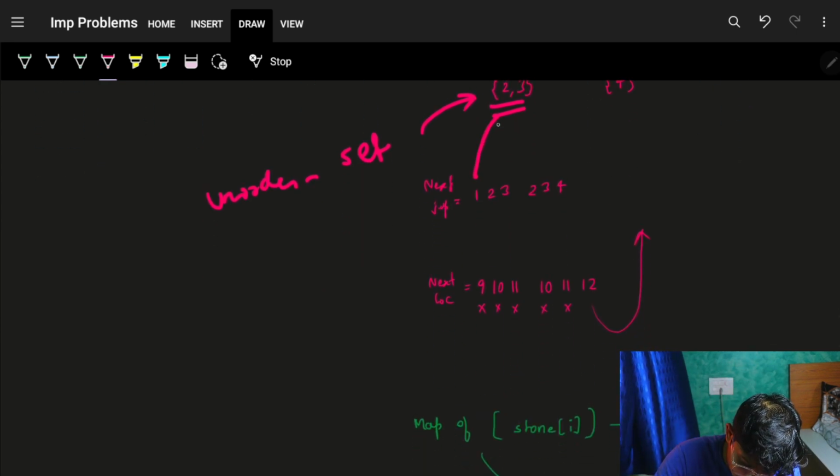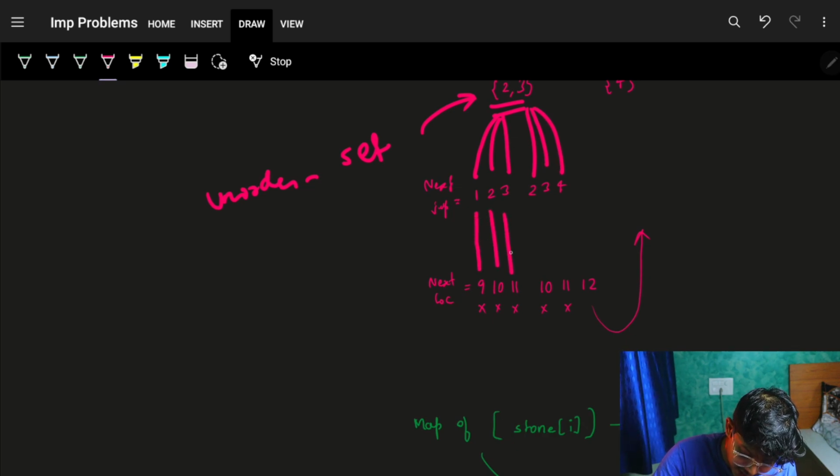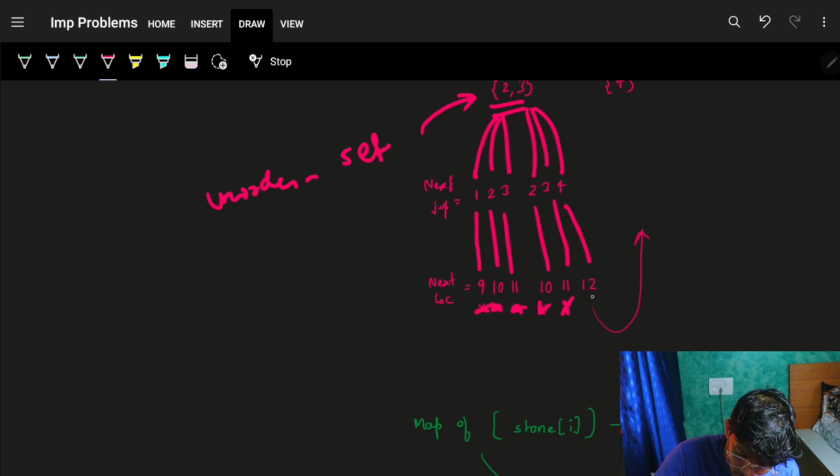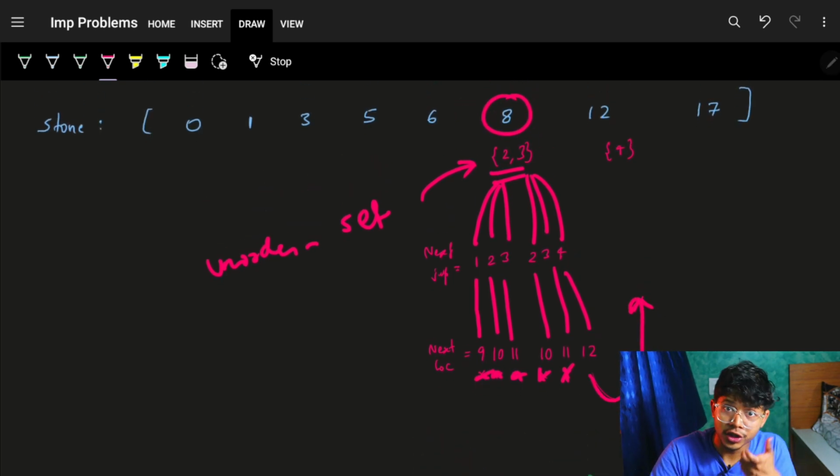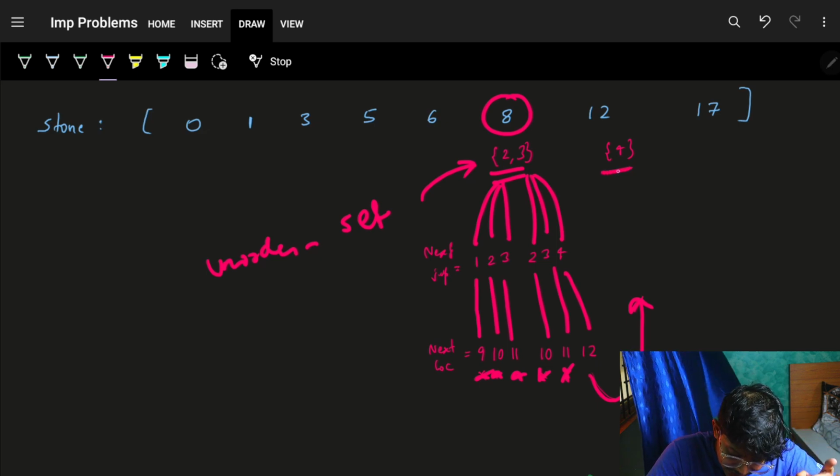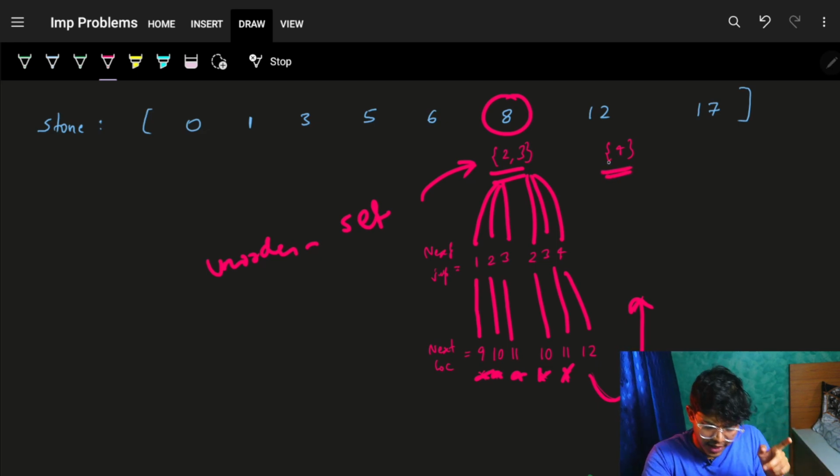Again, for 2, next jump sizes are 1, 2 and 3. For 3, it is 2, 3 and 4. Next locations are 9, 10 and 11. It is 10, 11 and 12. These are not there. I have only 12, so I can say for location 12, the last jump size was actually a 4.